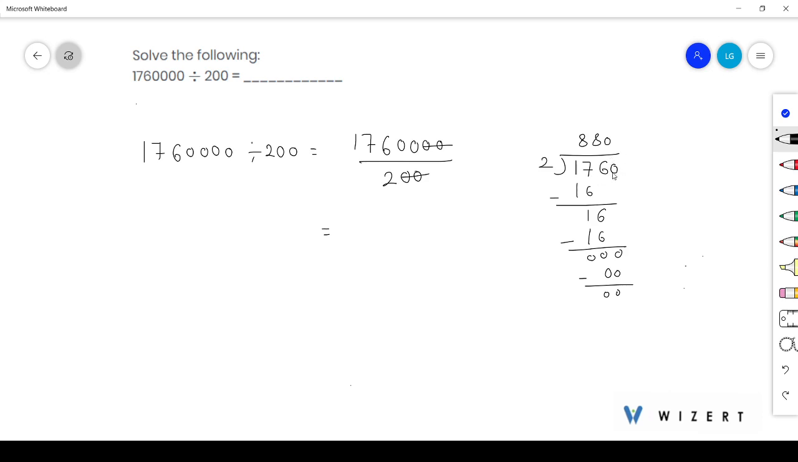Here we have 17,600 there, so one more 0 will be there. So 0 divided by 2 is 0 again. Means it is 8,800. Hence 1,760,000 divided by 200 gives 8,800.